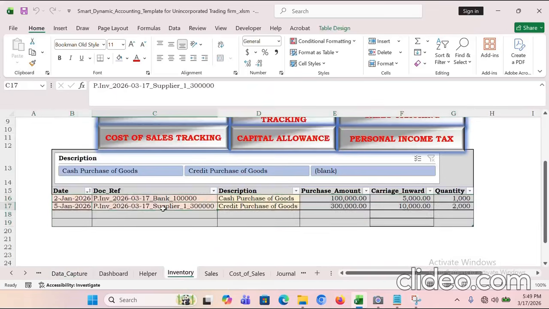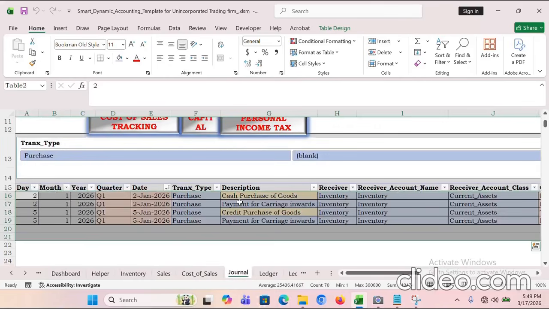Voila, so it was captured. The date, the invoice number, the description, the amount, the carriage invoice cost, as well as the quantity. So it was perfectly captured. So let's confirm whether it was also captured in the journal. Yeah, it was captured as well.